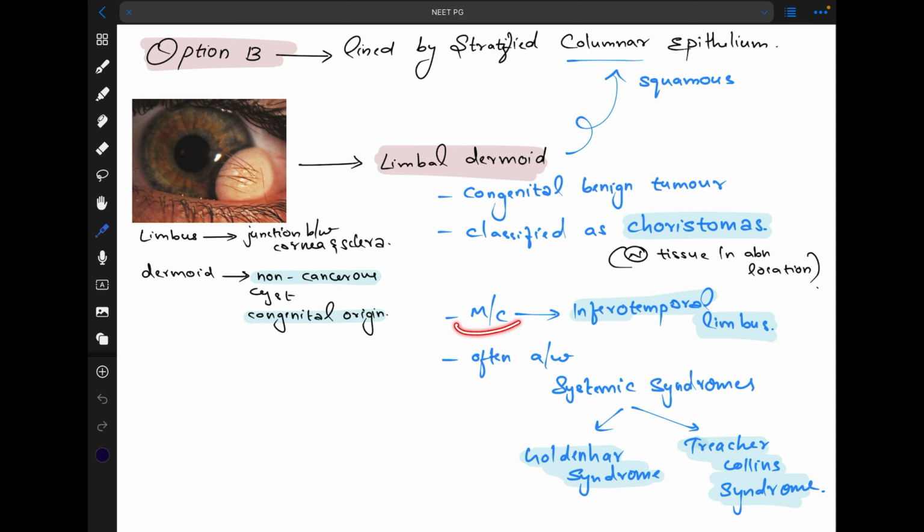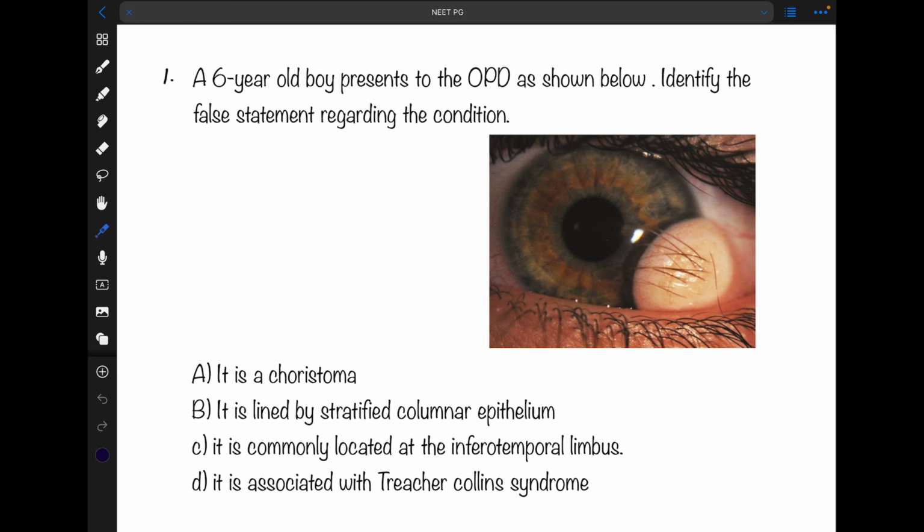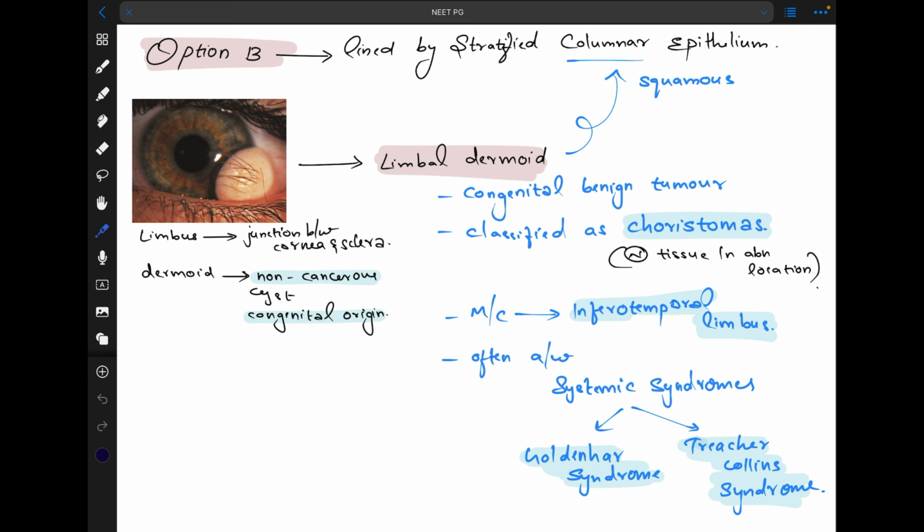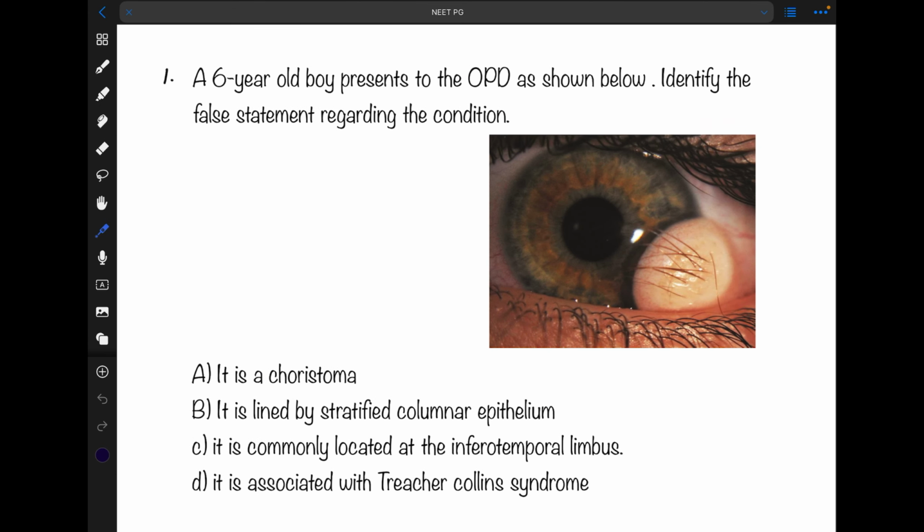Most commonly it is seen at the infratemporal limbus. So that is also correct. Next, it is often associated with systemic syndromes like Goldenhar syndrome and also Treacher-Collins syndrome. So that is also correct. So the incorrect statement here is that it is lined by stratified columnar epithelium. It is lined by stratified squamous epithelium.